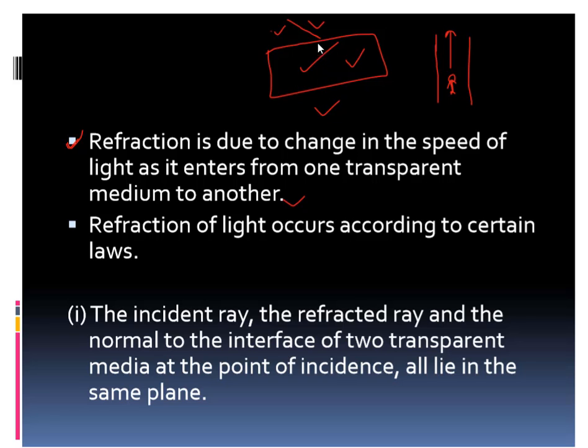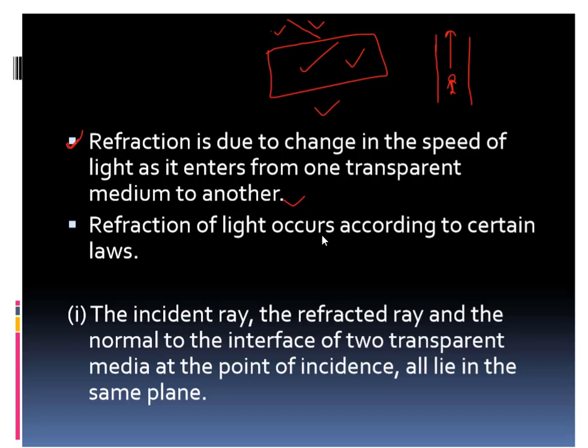Same thing happens here. In case of low density medium, that is rarer medium, the light moves with its full speed. But when the density increases, the speed decreases. Due to the decrease of velocity, the path of the ray of light changes. It bends towards the normal.